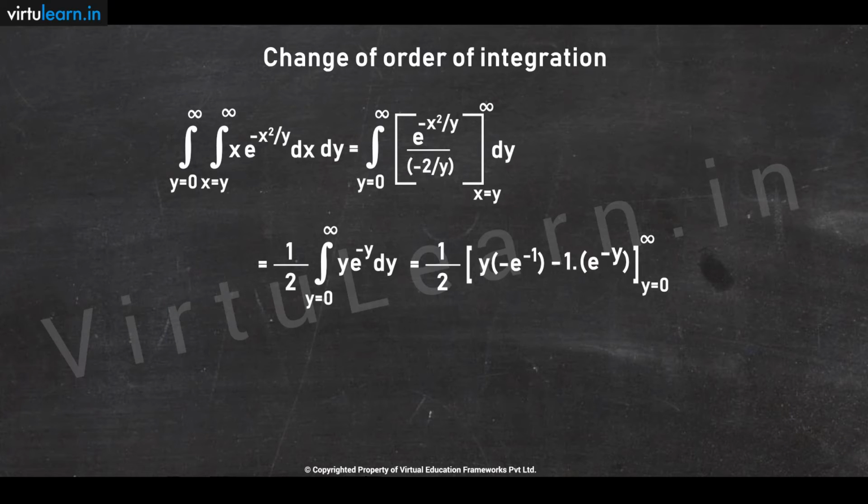We know that e power minus infinity, or e power minus y as y tends to infinity, is 0, e power 0 is 1, and y times e power minus y also tends to 0 as y tends to infinity. So the simplified result becomes 1 by 2.